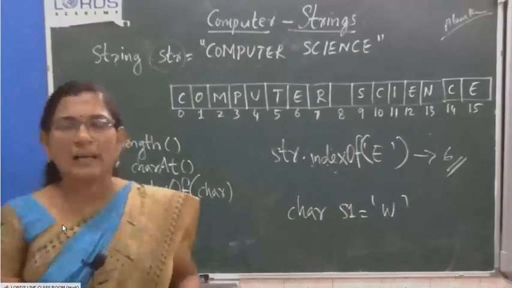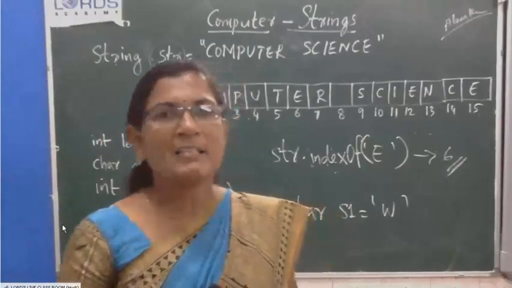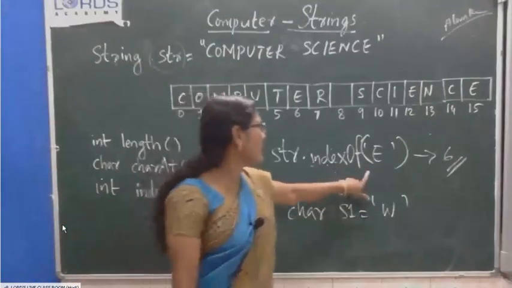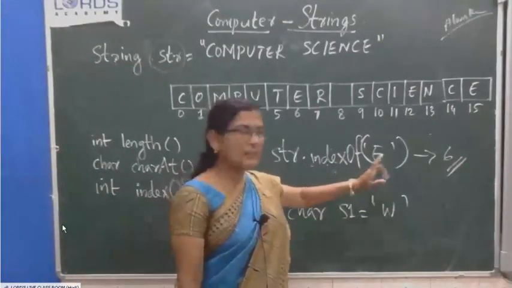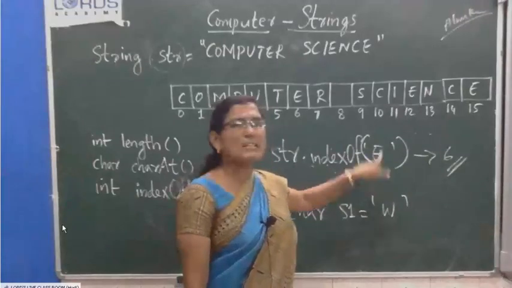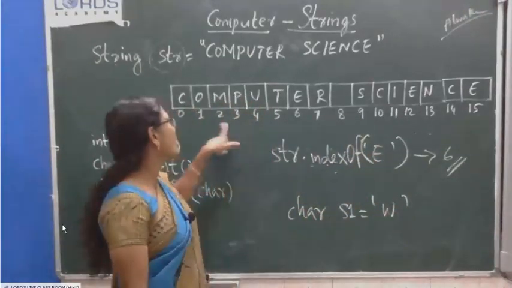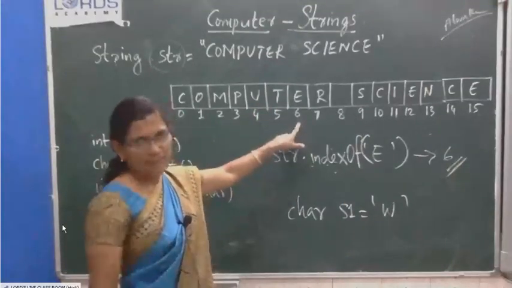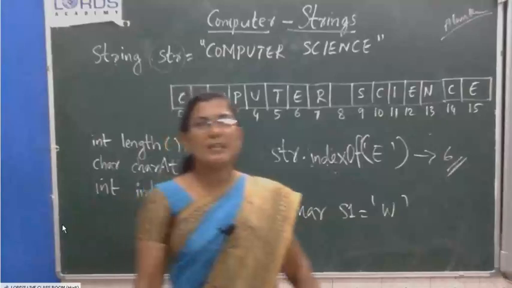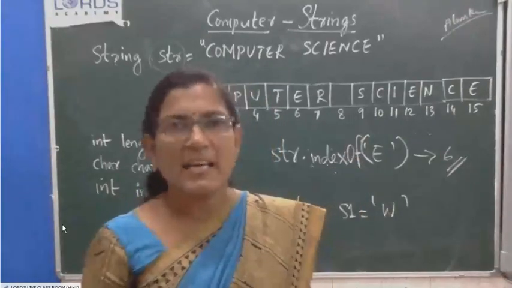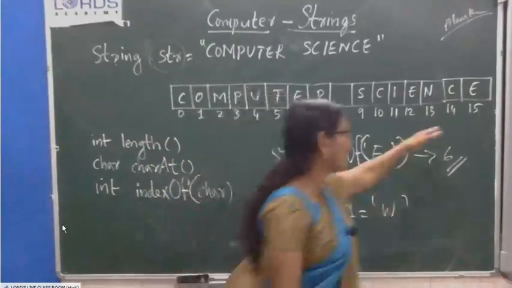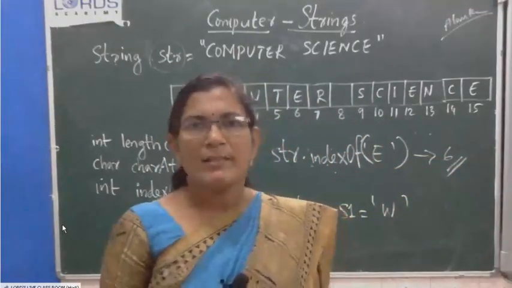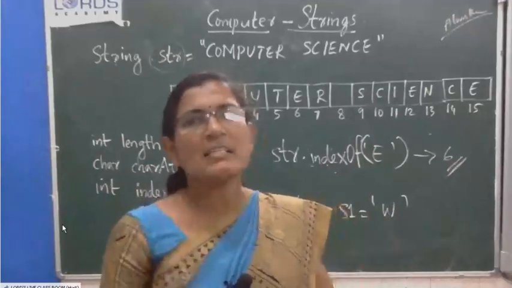Now, how will you find out the index of the last occurrence of a character? The indexOf method gave you the index number of the first occurrence of E in str. E comes first at index number 6. We have one more E. So, we want to find out where E appears as the last character of the string. Where is the last occurrence of E?